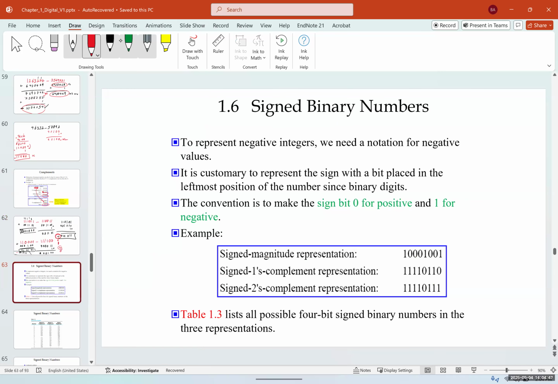So just keep the number the same. Yes, the first digit on the left is actually going to be the sign bit, what we call a sign bit. It's not part of the number. It's the sign of that number. And I'll give you some examples.